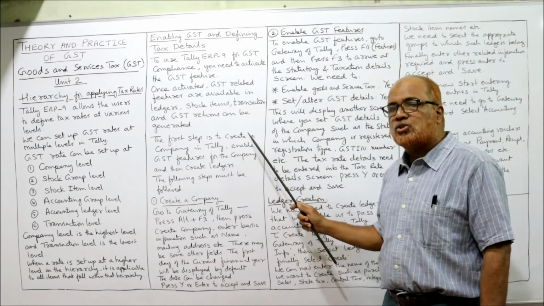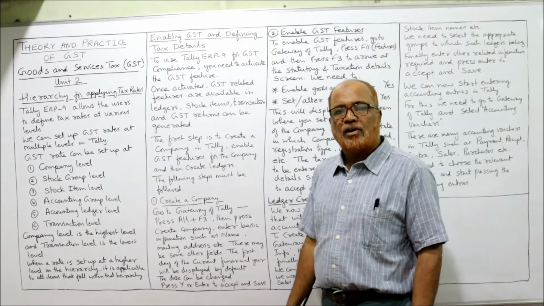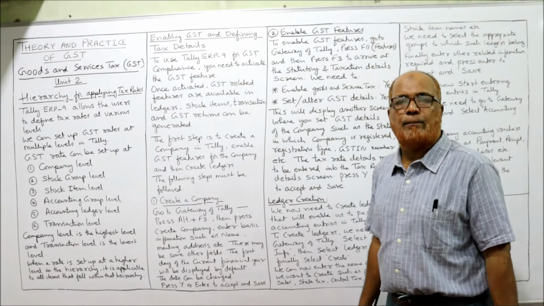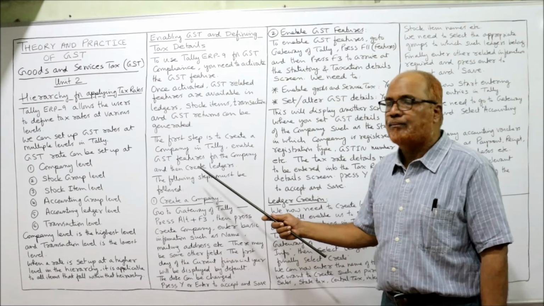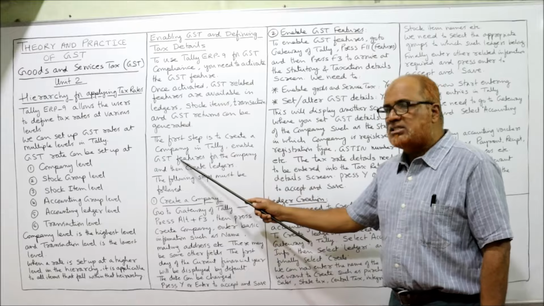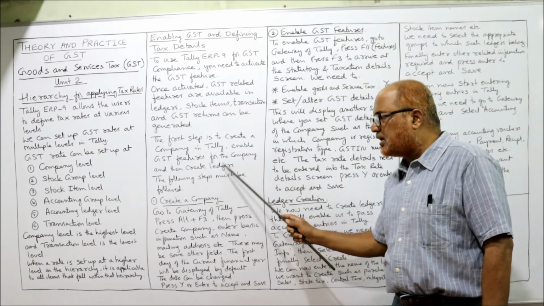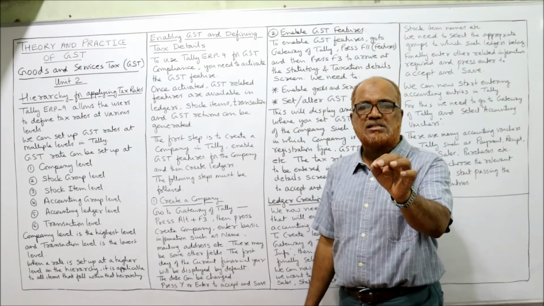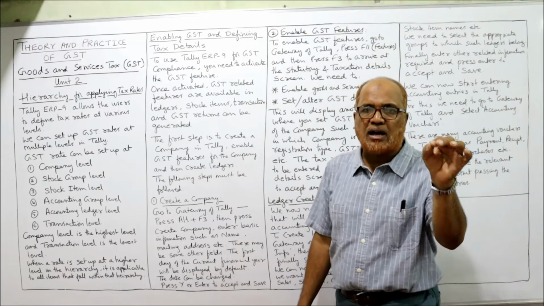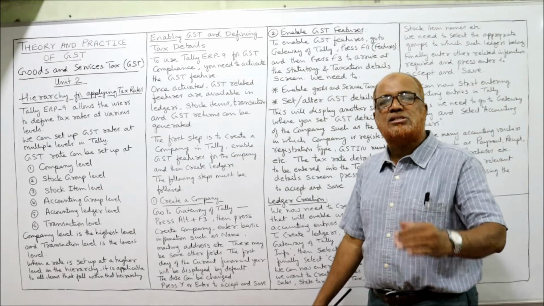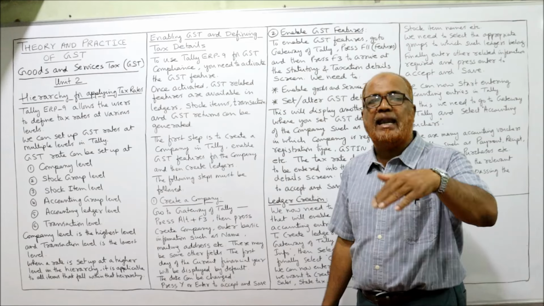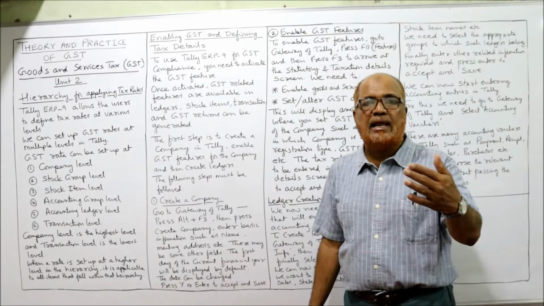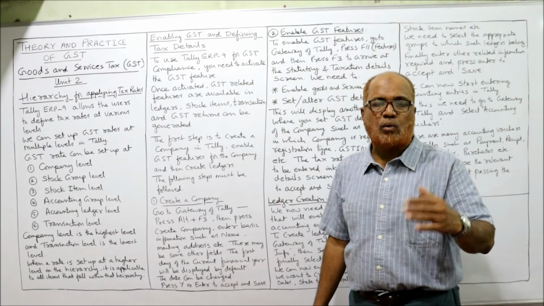Now the first step is to create the company. From the beginning, first of all, you have to create the company. Already you know how to create the company. So in Tally, create the company, enable GST features for the company, and then create ledgers. The 3 steps are there. The first step is to create the company. The second step is to activate or enable the GST. And the last step is to create the ledgers and accounting vouchers.